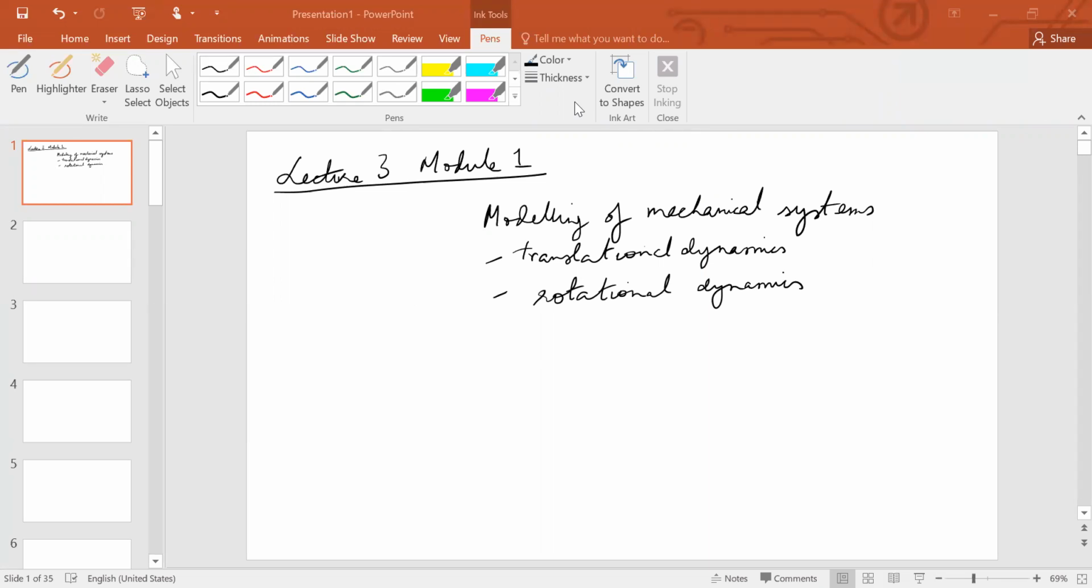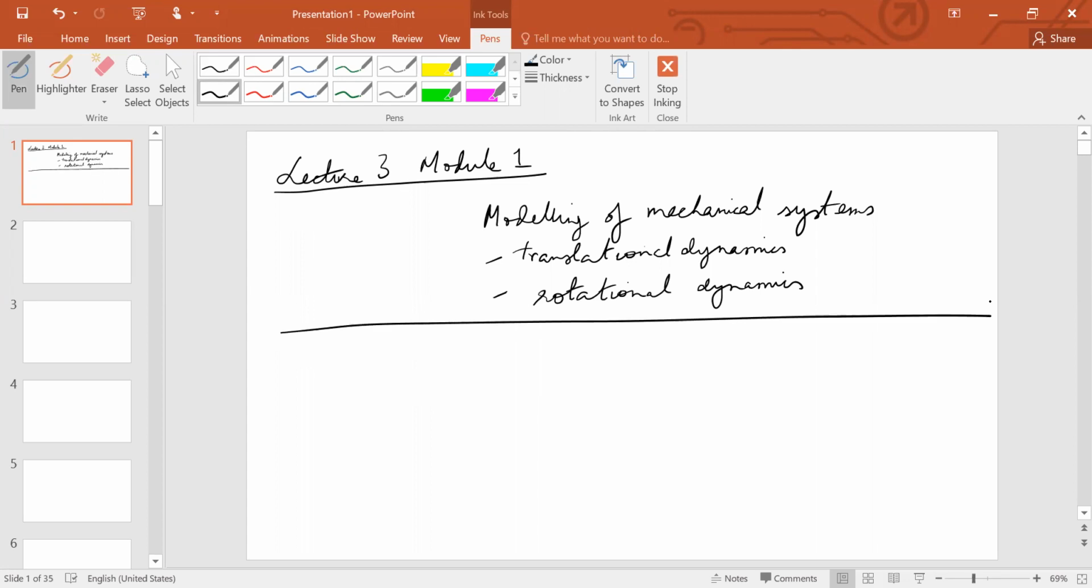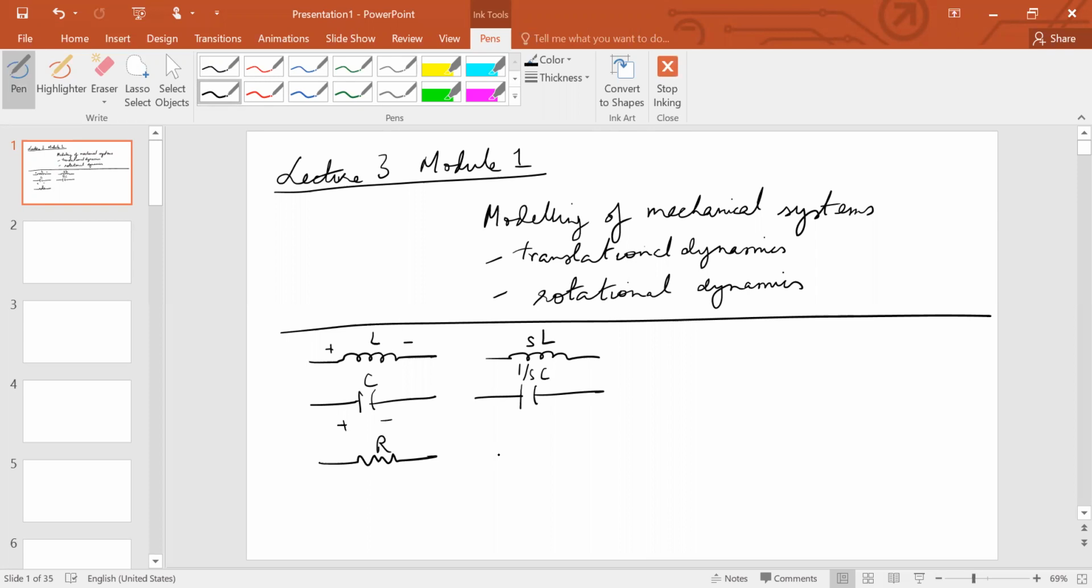Before we get into this, there's just a small point that I wanted to clarify, taking a relook at what we've done with circuits. Remember that I told you when you have an inductor, you can replace this with just SL. When you have a capacitor, you can replace this with 1 over SC. And of course, the resistance remains the same.